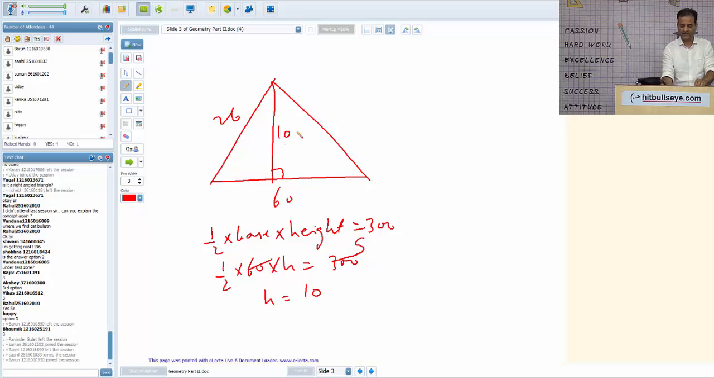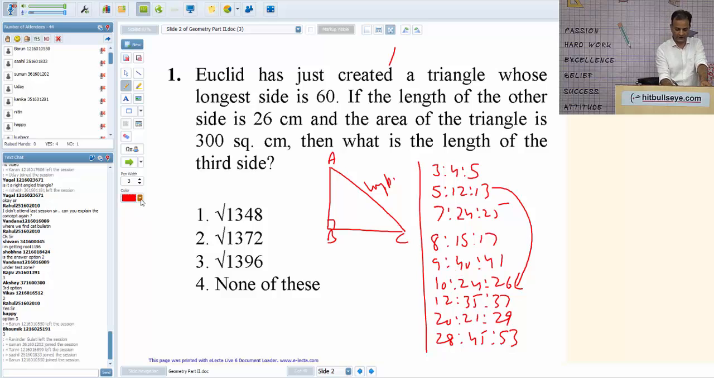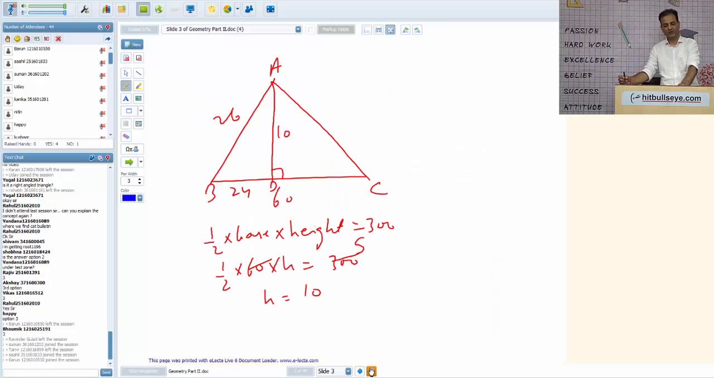Now height is 10. This is 26. You can find in triangle ABD, what is BD? It will be 24, if you know the triplet: 24 square plus 10 square is equal to 26 square. This is a Pythagorean triplet, 10, 24, 26. I have already written here. This is the case, friends. 10, 24, 26. Clear? Otherwise you can apply 26 square minus 10 square equal to BD square. And now this is 24. This side will be 60 minus 24, 36. So this will be 36 square plus 10 square.